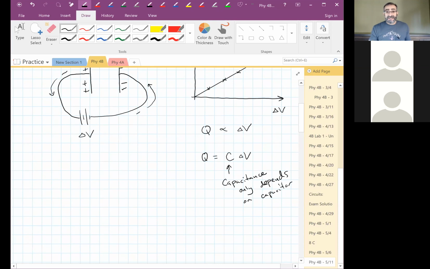So the capacitor has a certain capacitance. It doesn't matter if it's hooked up to a battery and it has charge stored on it. It doesn't matter if it's sitting in a drawer somewhere. The capacitor has a certain capacitance. What does it depend on? The size of the plates, the spacing between the plates, the shape of it, things like that.